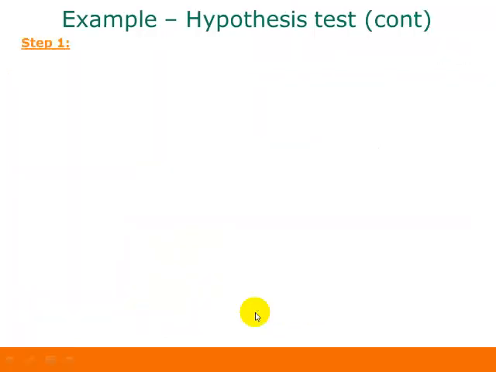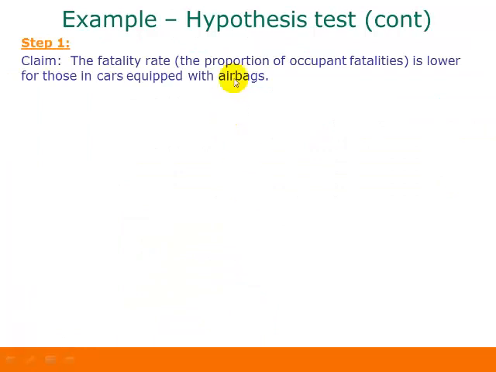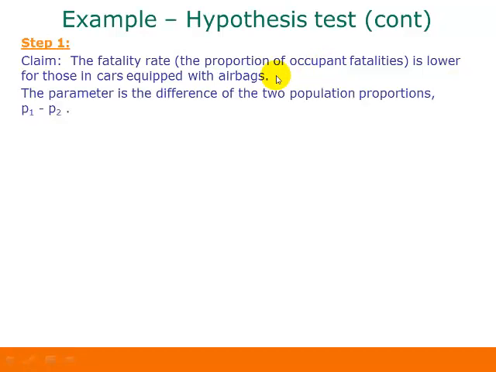So step 1 of our hypothesis test is to write our claim. So the fatality rate, and again we can make this specific so we remember it's a proportion. This is the same as the proportion of occupant fatalities is lower for those in cars equipped with airbags. Our parameter is the difference of the two population proportions, so it's P1 minus P2.